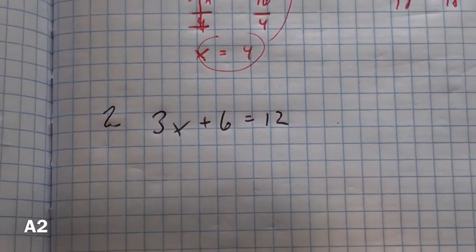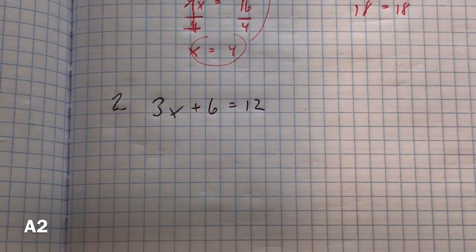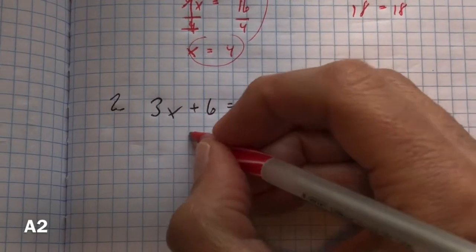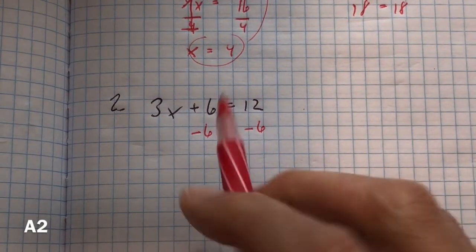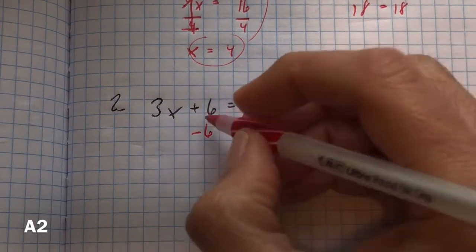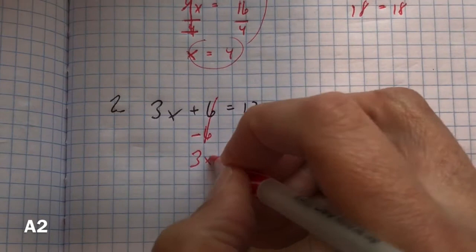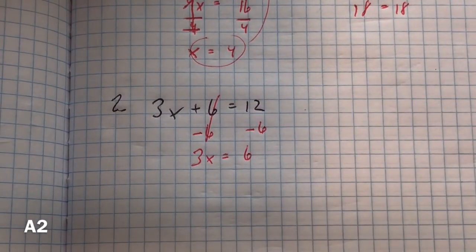So if you recall, this is the exact same process we had before. Our first step was to move those 6 coins out of there. So I'm going to do minus 6 here and minus 6 here. We do that from both sides. So this is going to end up being gone, just like we saw in the image. I'm going to bring down my 3x equals, and then 12 minus 6 is going to be 6.